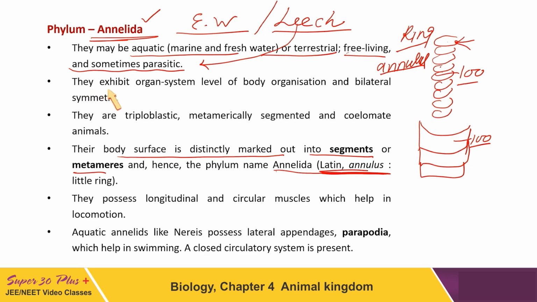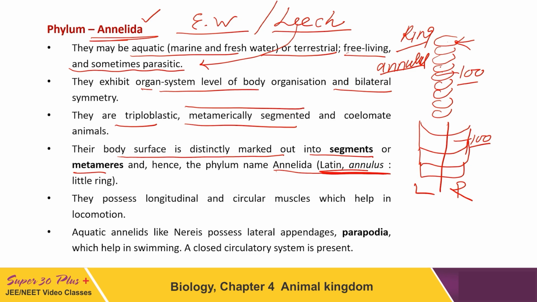They exhibit organ system level of organization, bilateral symmetry. We can cut the body into two halves, that is left and right. Triploblastic, and an important one is the metamerically segmented body, and coelom is present. This is the phylum in which a true coelom is there. The segments I already told you about, and they possess longitudinal and circular muscles.